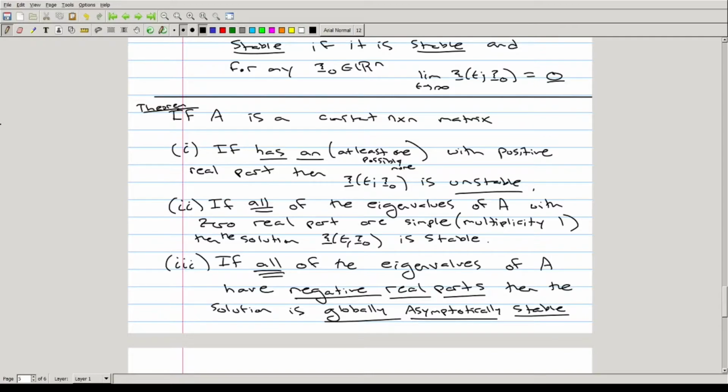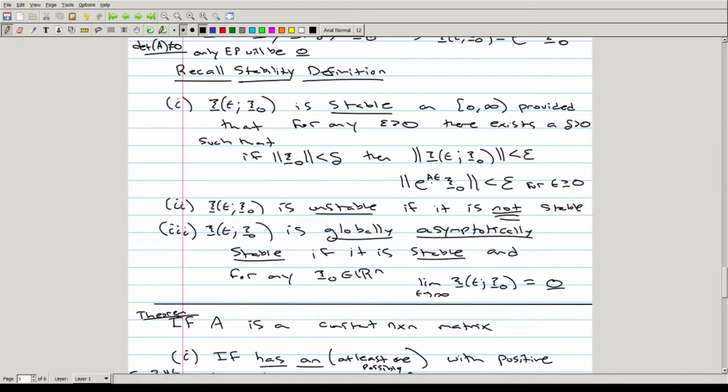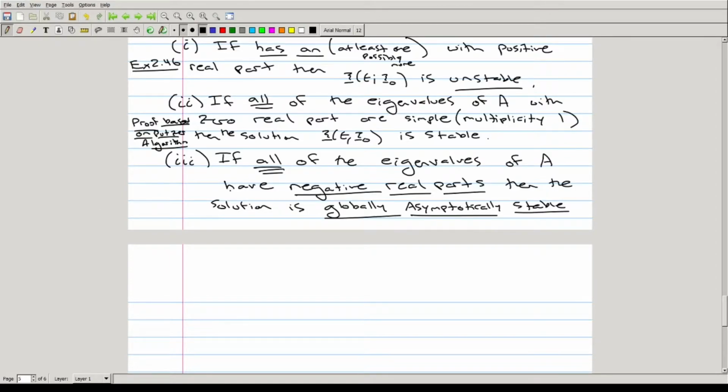A number of these are proved in the book. I'm not going to go over the proofs in this lecture. This is example 2.46 in the book if you're interested. The proof is not fully laid out in the book, but they do go over how to sketch it out and do it. It's based on the Putzer algorithm from before. And all of these are related to this definition of stability up here, the matrix exponential, and how that interacts with the norm. But the proof of 3 is in our book, which is the book on advanced ordinary differential equations by Kelly.